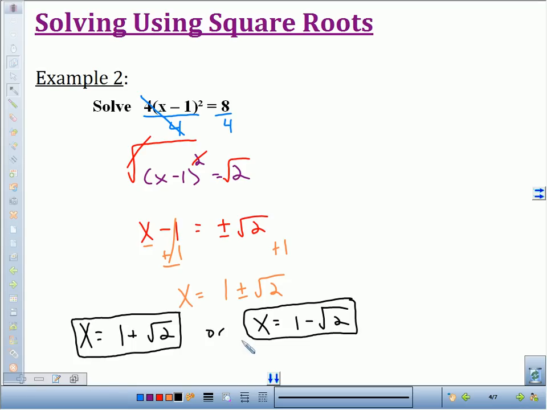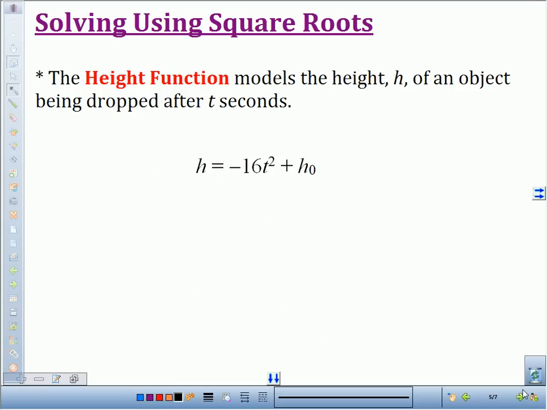Okay, we have one last thing that we want to look at here, and this involves a piece of vocabulary, and it has to do with the height function. Now the height function models the height of an object as it's being dropped after a certain number of seconds. So the height h of an object being dropped after t seconds, this is the height function: h equals negative 16t squared plus h sub 0. We say this is h sub 0.